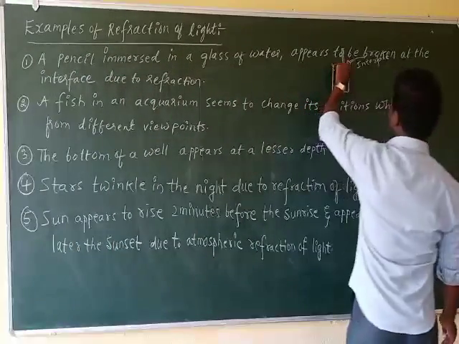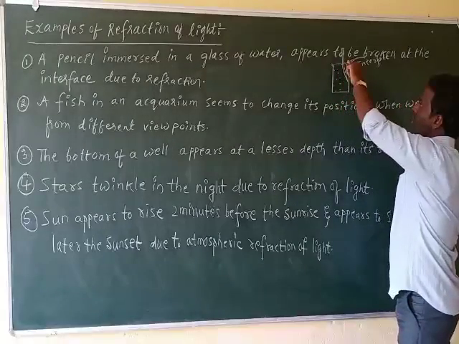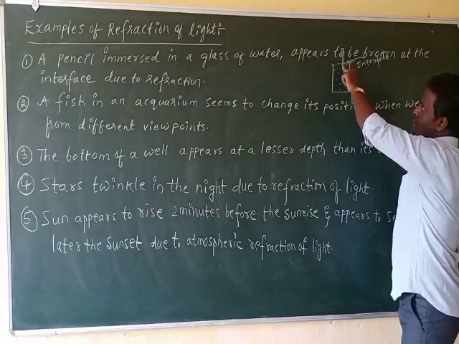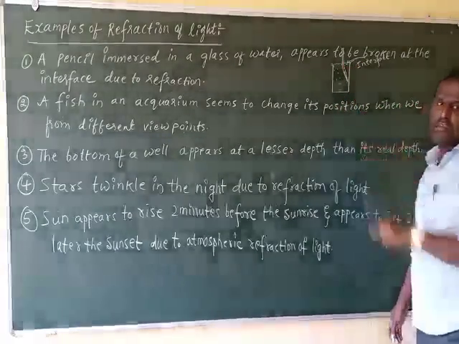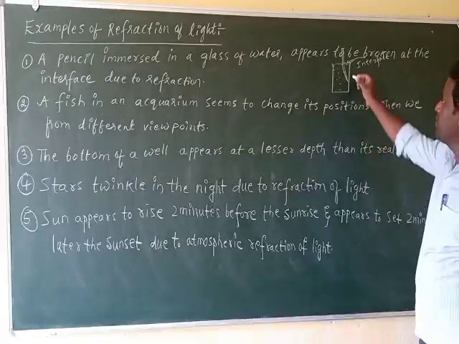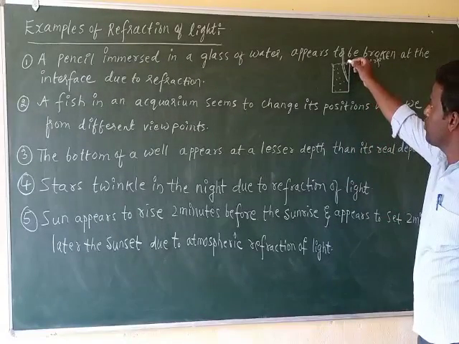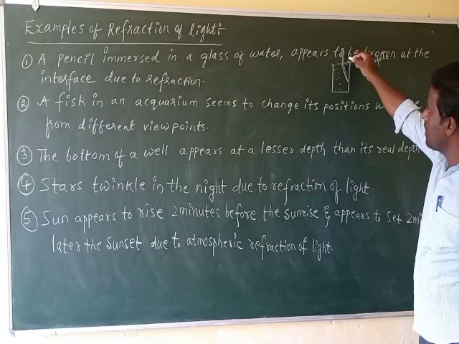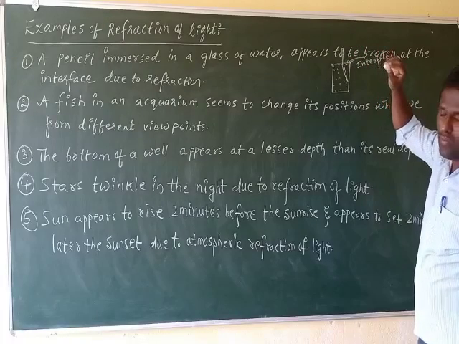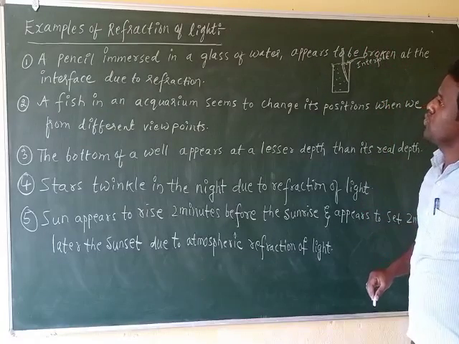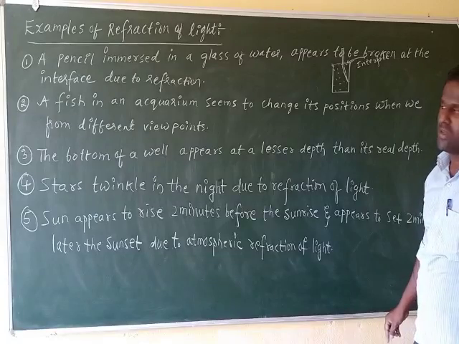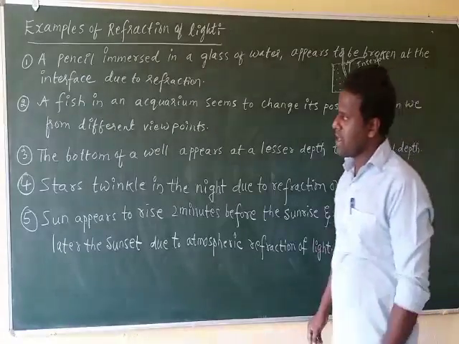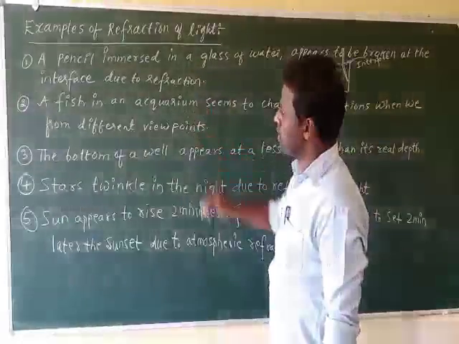So at this point you observe that the pencil may be broken inside the water. Because its direction is changed when you immerse this pencil inside the water, the direction of the pencil changes. So this is happening due to refraction of light. So the second example is a fish in an aquarium.